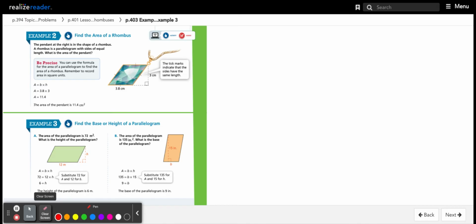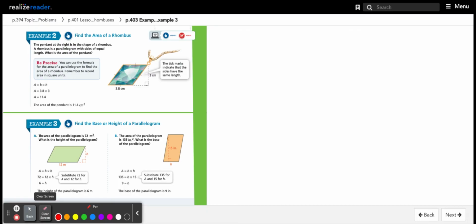So now, let's look at a rhombus. A rhombus is very similar. It says the pendant at the right is in the shape of a rhombus. A pendant, it almost looks like a necklace. It looks like a diamond. A rhombus is a parallelogram with sides of equal length. So a rhombus is a parallelogram, but now all of the sides are the same length.